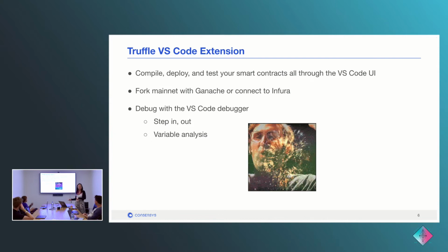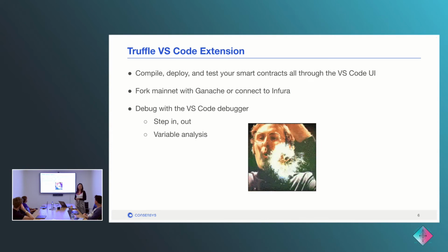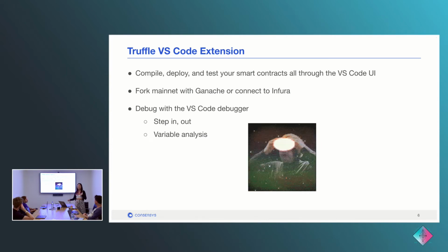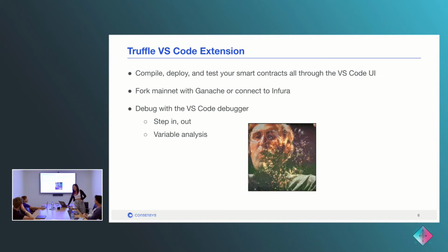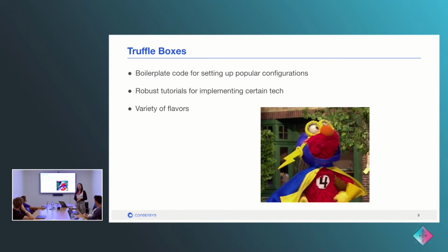Debugger is the thing that I'm the most excited about. I'll show you what that means. Hint, hint: it's basically your standard experience now, stepping through the IDE, variable analysis, no console log. So that's great. When I was mentioning private key protection, we have Truffle Dashboard. That's going to be signing deployments with your MetaMask, so your private key is obscured by MetaMask instead of you having to type it out yourself. And the last thing for getting started is Truffle Boxes.